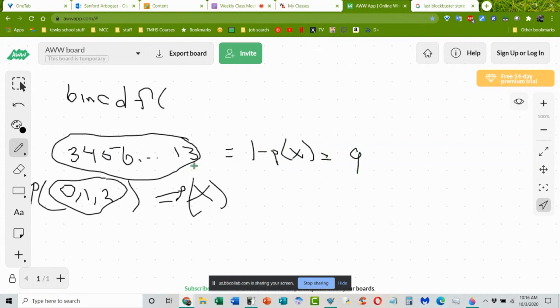Okay. So we have to look this up on our calculator. I'm still going to have 13 things. I'm still going to have a probability of success of 0.21. And I'm interested in 0, 1, or 2. So I'm going to go all the way up to 2 and find that probability.